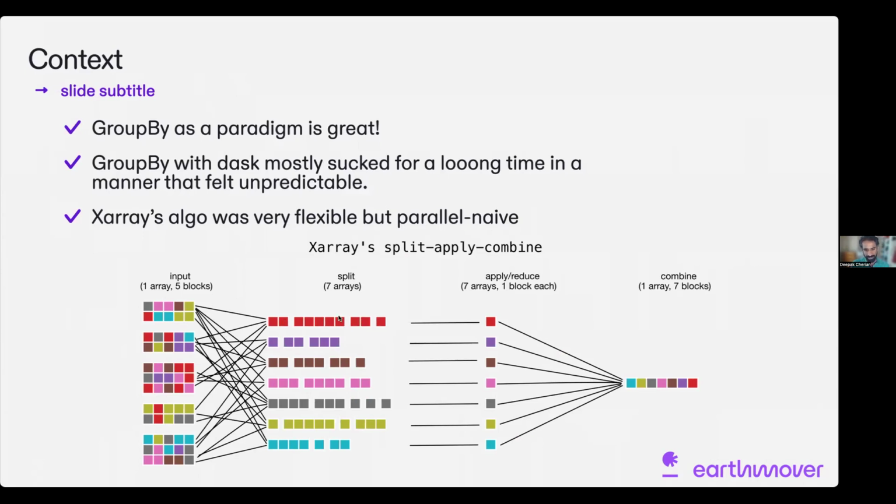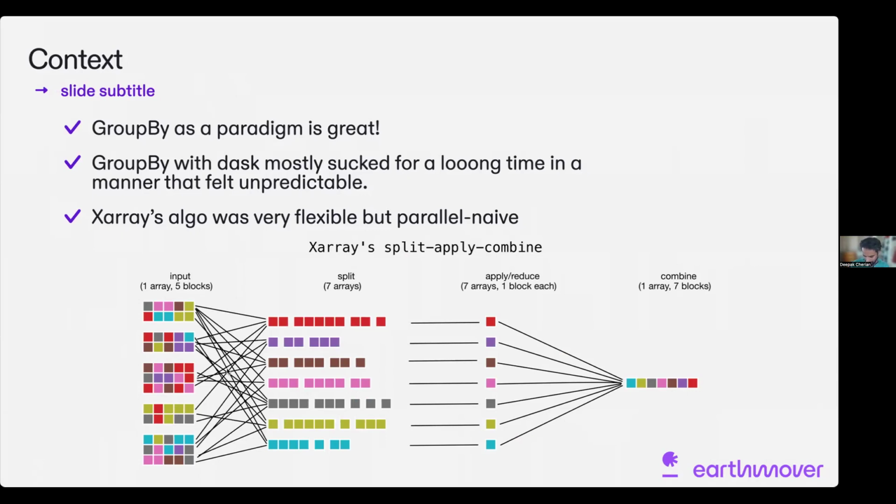And then it takes the array with all the red blocks and smashes them down to one value, right? That's the reduction or the apply step. Does that for all 7 in parallel and then stitches them together. But this mess of communication in the beginning is fairly naive and it's not very friendly to parallel systems. And it's also unnecessary, right?